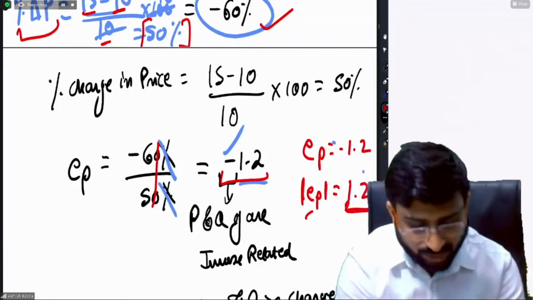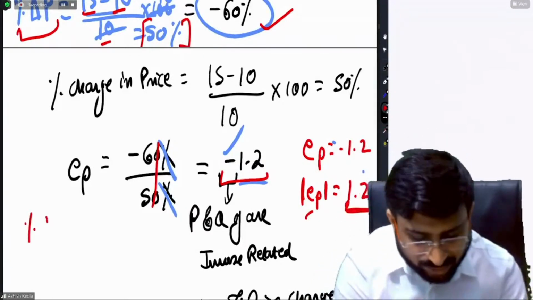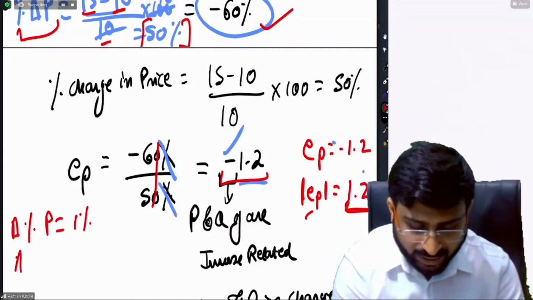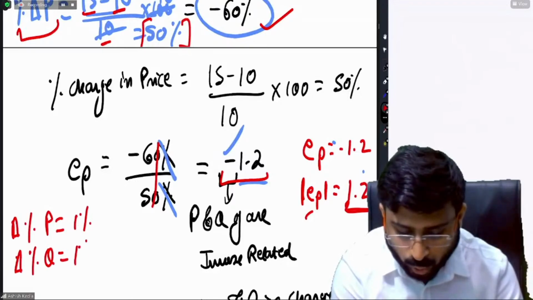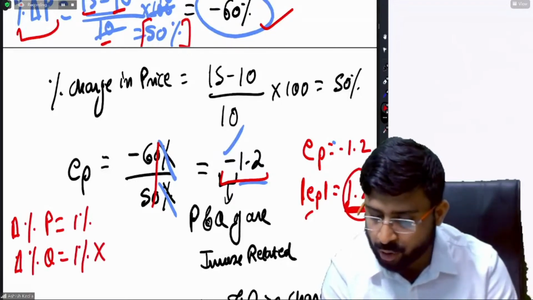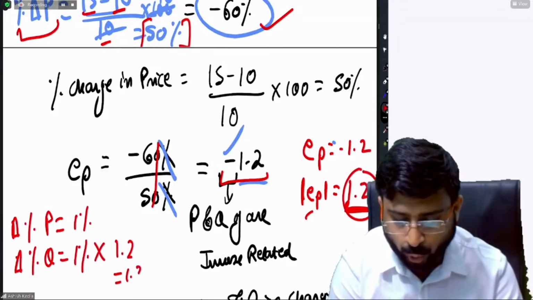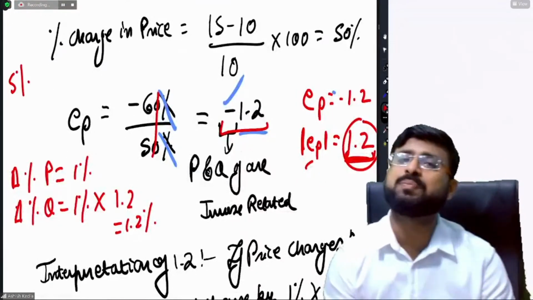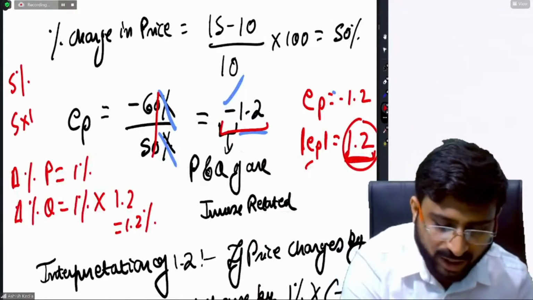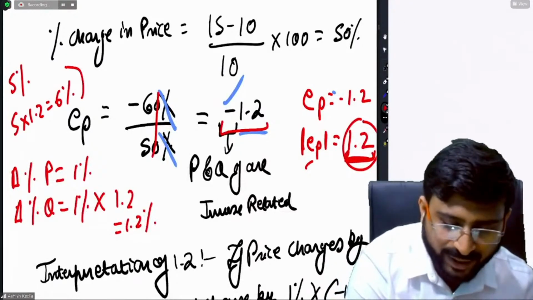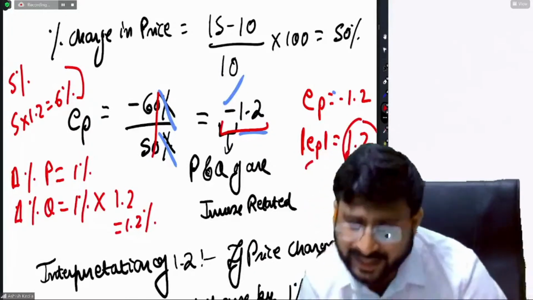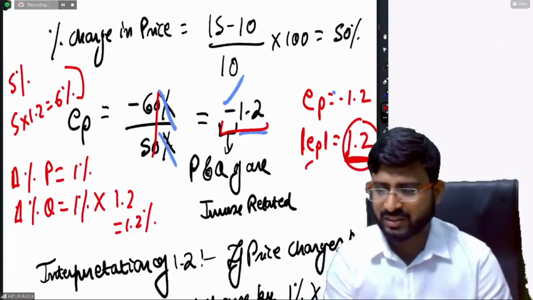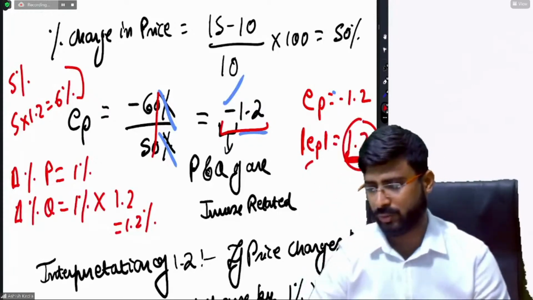1.2 means that every time price changes by 1%, percentage change in demand will be equal to 1% into the value of elasticity, that is 1.2%. So sir, it means that if price changes by 5%, then quantity will change by 5 into 1.2, quantity will change by 6%. Is that so, sir? Yes, that is so. Friends, is that crystal clear? Yes or no?